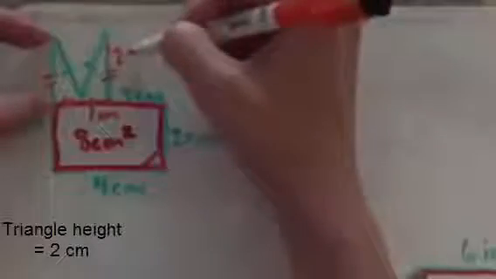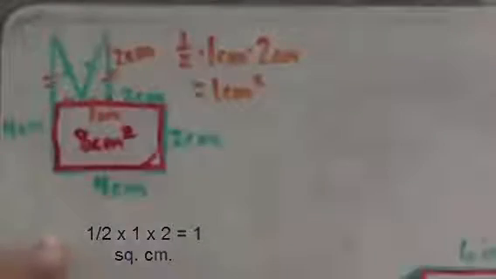Then I need to figure out what the height of my triangle is. So the entire side length here was 4 centimeters. I used 2 of it on the height of my rectangle, so I have 2 centimeters left. So the height of my triangle is going to be 2 centimeters. So to figure out the area of this triangle, I can do 1/2 times 1 centimeter times 2 centimeters. And I end up with 1 centimeter squared. That's for one of these triangles. So I figured out one. The other one is going to be the same, another 1 centimeter squared.